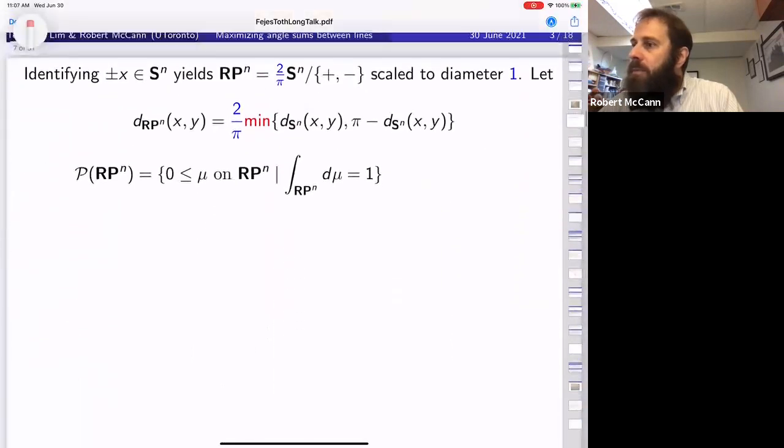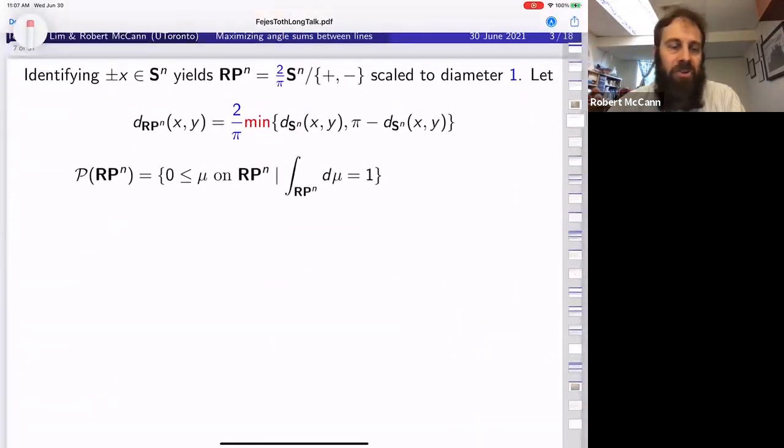Okay, so let me just introduce some notation. To get the projective n space, I just identify antipodal points on the sphere. And as I said, I'm going to divide by pi over 2 so that my normalization will be that the distance on projective n space has a maximum. The diameter of projective n space is going to be 1.